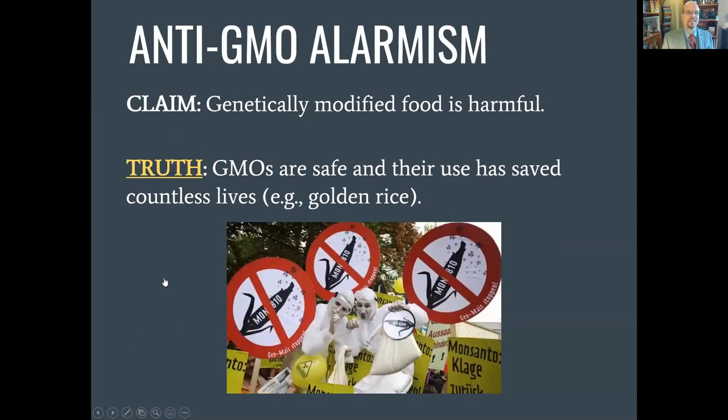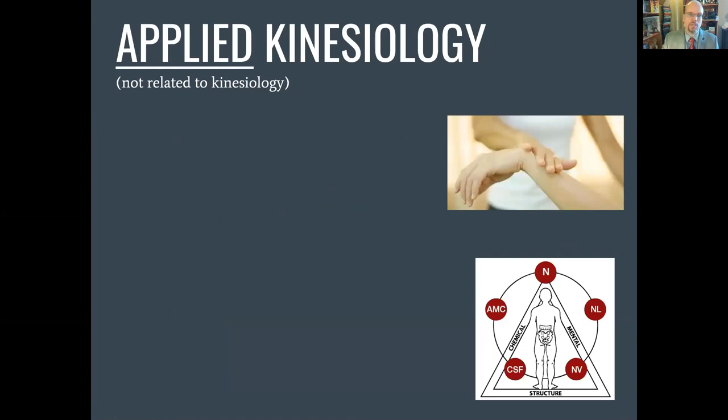Another piece of pseudoscience is anti-GMO alarmism. They claim that genetically modified food is harmful in some kind of way. Not to say that Monsanto has never done anything wrong, but generally GMOs are safe and their use has saved countless lives, like with golden rice in India. That was a GMO food that saved millions of lives in India. The anti-GMO alarmism is pseudoscience.